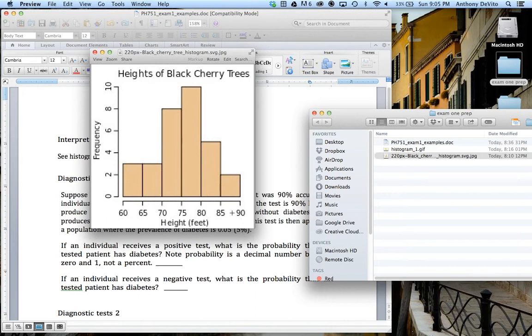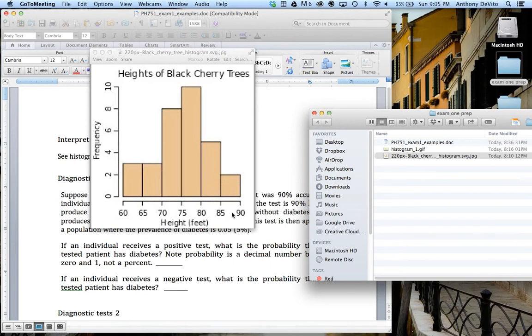And on the vertical axis, we have the frequency, the number of trees in the sample that fell within that category, 60 to 65 inches, 65 to 70, 70 to 75, 75 to 80, and so on and so forth. So one of the things we might ask you here is, for instance, if we randomly select a black cherry tree, what's the probability that it's over 80 inches in height?